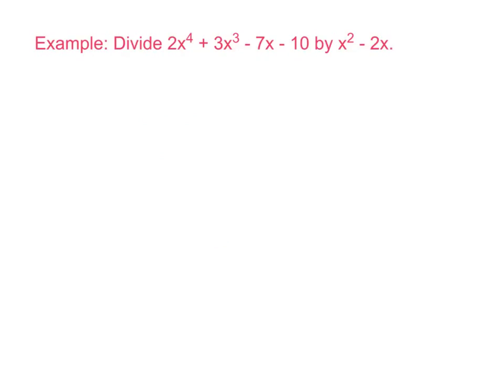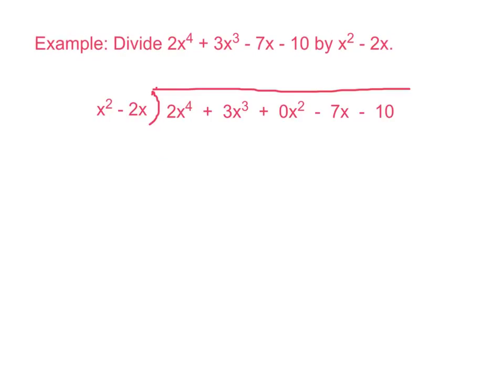So let's look at a more complicated example. In this case, I want to divide 2x to the fourth plus 3x cubed minus 7x minus 10 by x squared minus 2x. So let's see how we set that up initially. We set it up the same way we did before, with the x squared minus 2x outside the dividing sign. But underneath, notice there's one slight change. I've added another term. I've added a 0x squared term because there wasn't one originally.